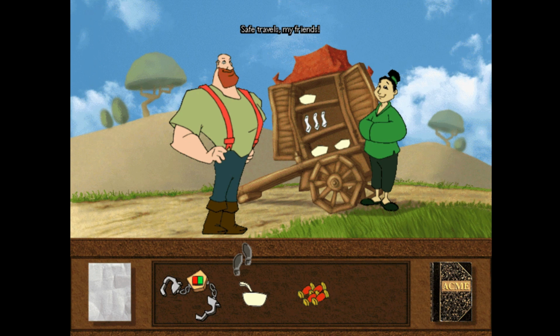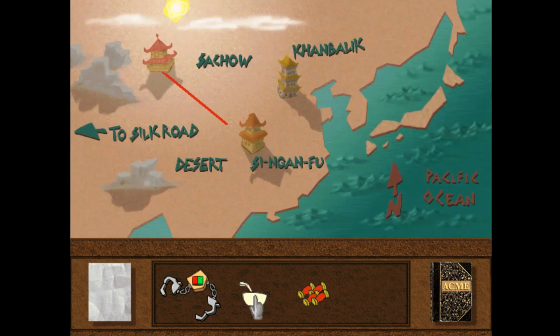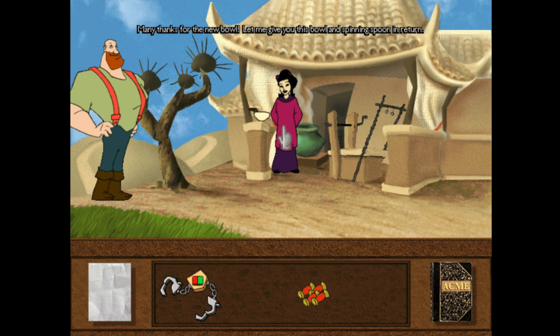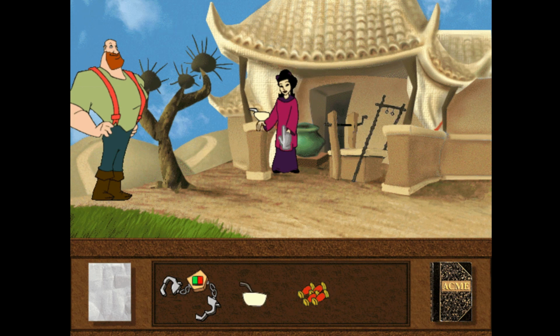Safe travels, my friend. So let's give this bowl to the silk weaver. Make a trade. Many thanks for the new bowl. Let me give you this bowl and spinning spoon in return. Let's head on our way then. Farewell. Pleasant journey.